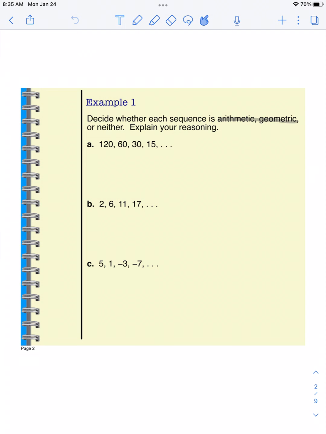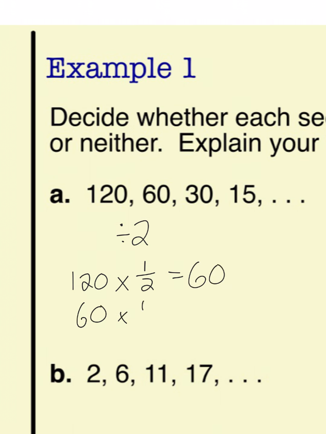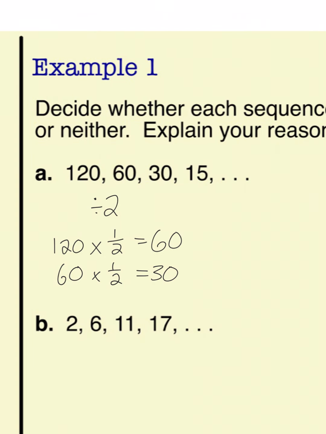All right, so in example A, we have 120 and then 60 and then 30 and then 15. Each term is dividing by 2, which means it's also multiplying by 1/2. 120 times 1/2 is 60. 60 times 1/2 is 30, and so on. That means my common ratio is 1/2, and it is geometric.